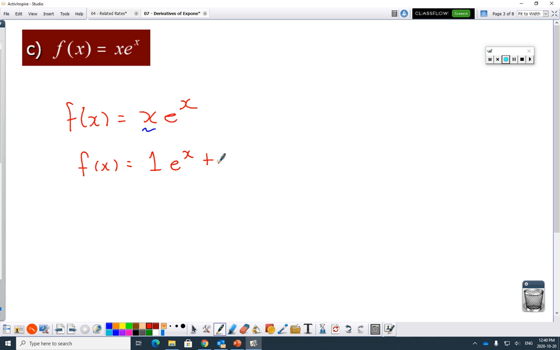Derivative of e to the x is e to the x. How nice is that? Times the first. Now I also need, oops, I forgot to write the f prime there.